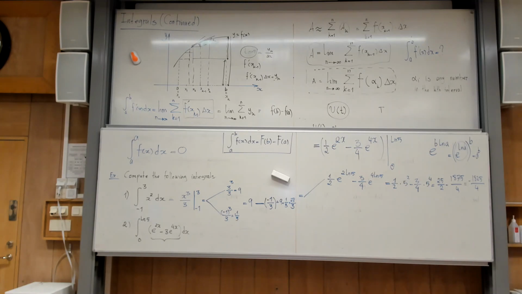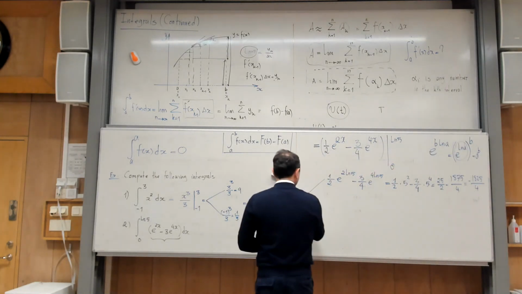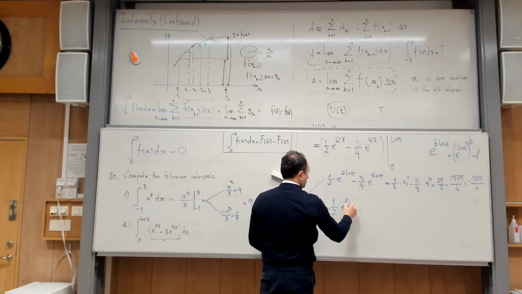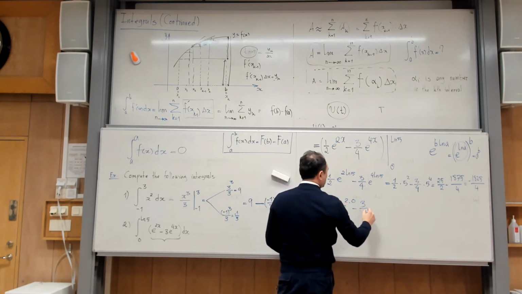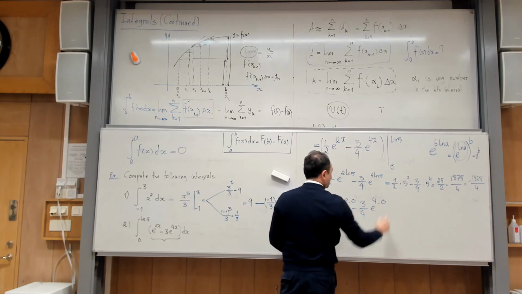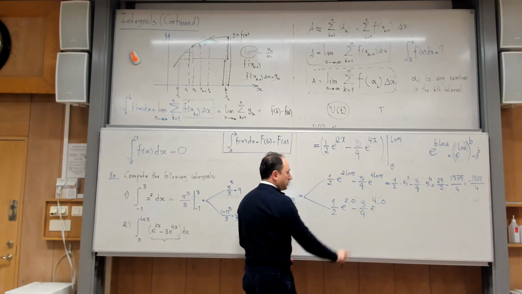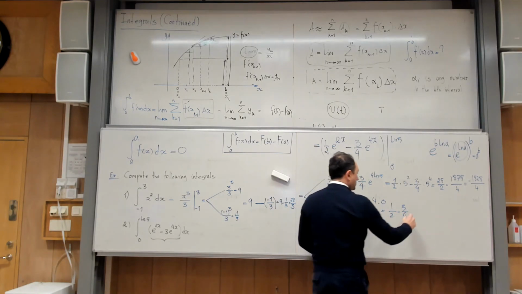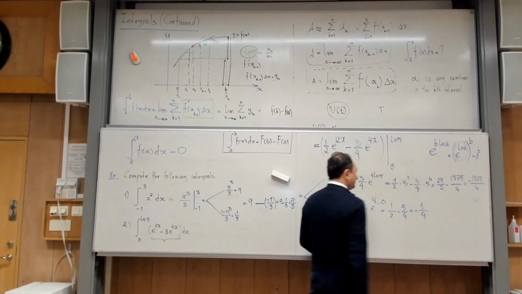Yeah, please check my calculations if you see something is wrong. Yes, I think it's correct. And now I go to the 0 one. I put 0. But e to the power 0 is 1. So this becomes 1/2 minus 3/4. So this becomes minus 1 over 4.